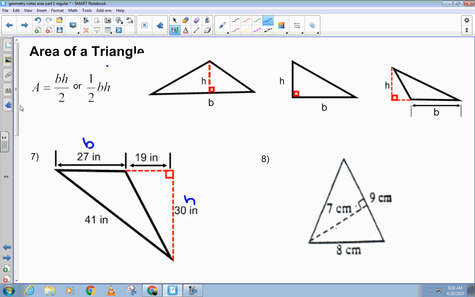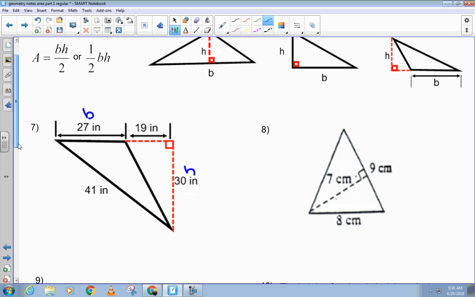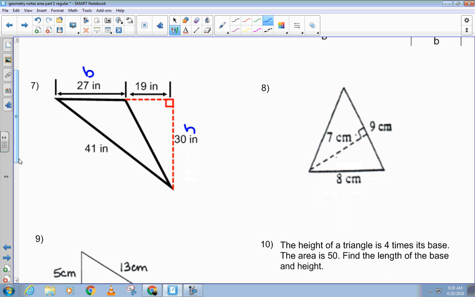See, this is the base, and then they had to extend that base so they could drop the height. So they just rotated and made it upside down. Okay? Alright, so my base is the 27, they extended it, and then they brought the height up to be perpendicular. So my base is 27, and my height is 30.